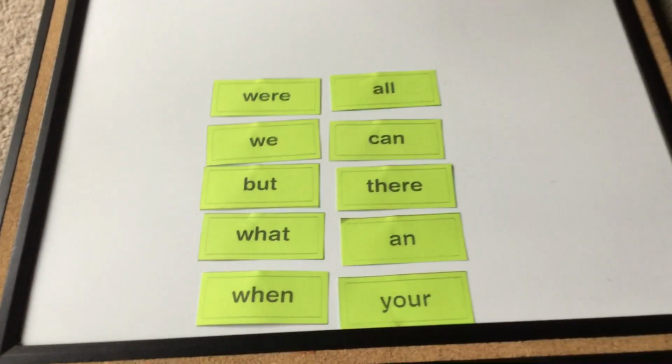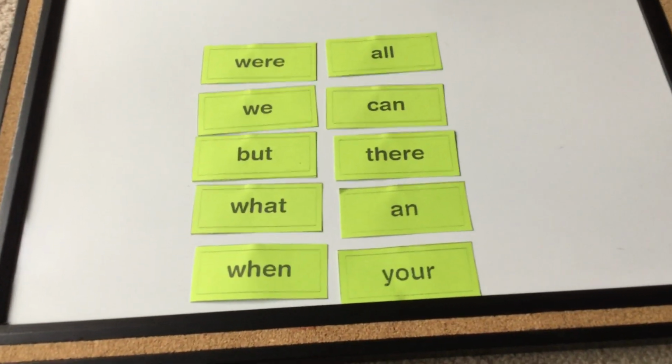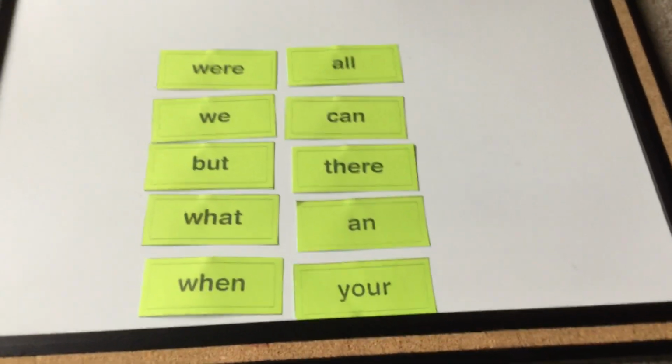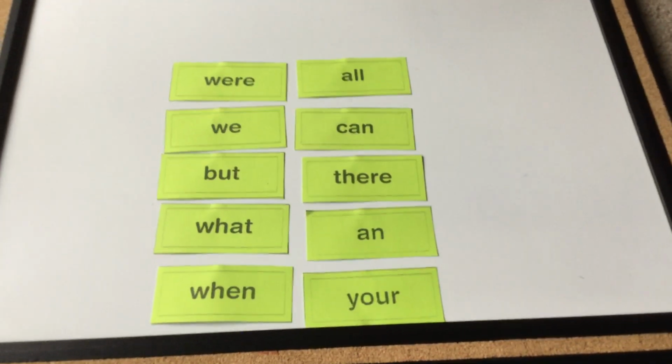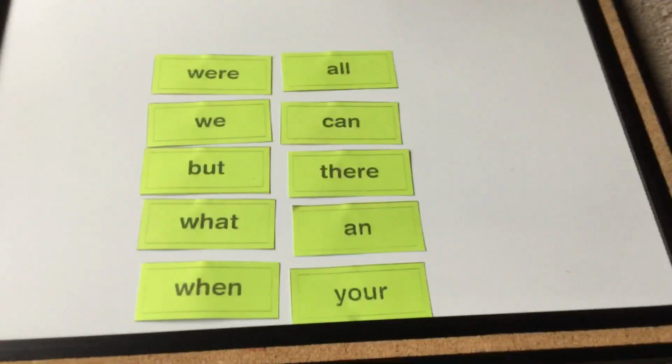Great job, everyone. Keep practicing these words at home. When you know all 10, then we move on to the next set. Blue words. Okay, here we go.